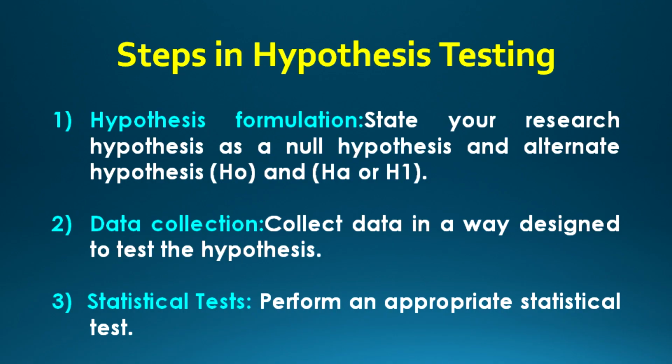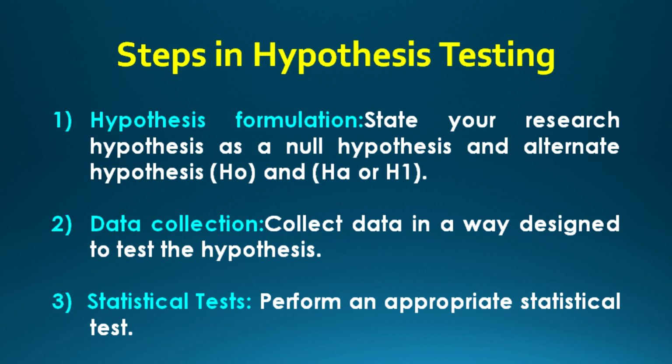Now, there are a couple of steps in hypothesis testing. The first one is hypothesis formulation, which we have already seen. We will go with the null hypothesis and the alternate hypothesis. So first, state your research hypothesis as a null hypothesis and an alternate hypothesis. As I said, in some theses we will not see that, but it follows by default. So we will come out with a null hypothesis in our research work.